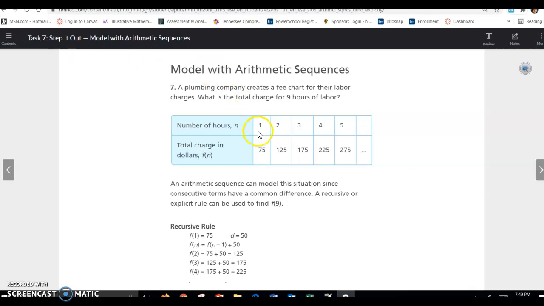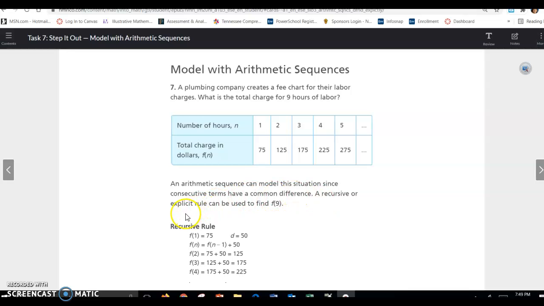So you can see the number of hours, 1, 2, 3, 4, 5, and then the total charge F of N. The first hour they charge $75 and then $125. So from here to here is plus 50, plus 50, plus 50, plus 50. So our common difference is 50 and our first term is 75. An arithmetic sequence can model this situation since consecutive terms have a common difference.